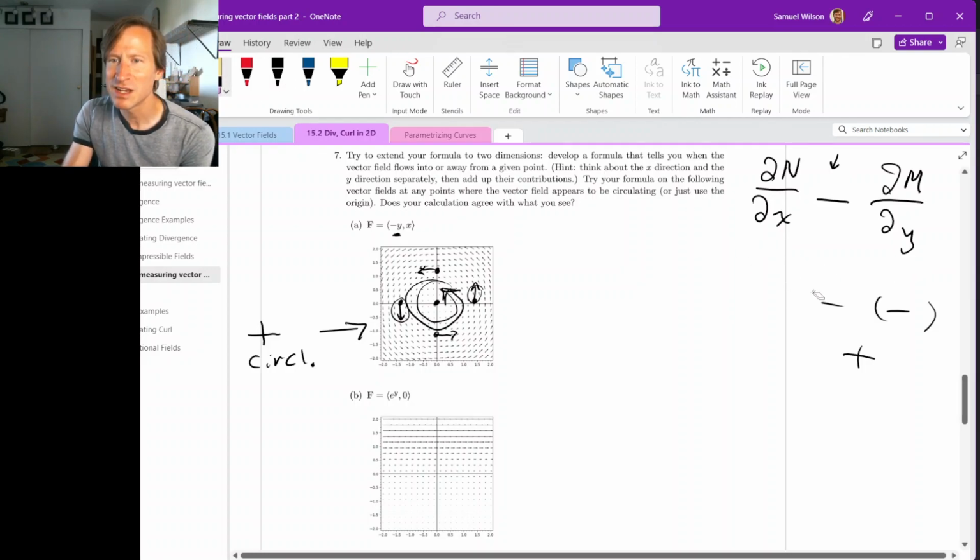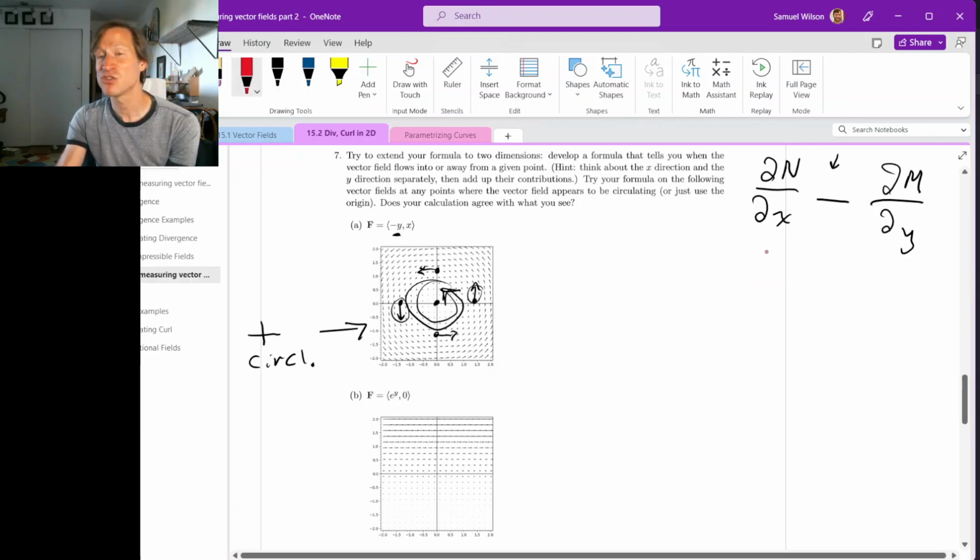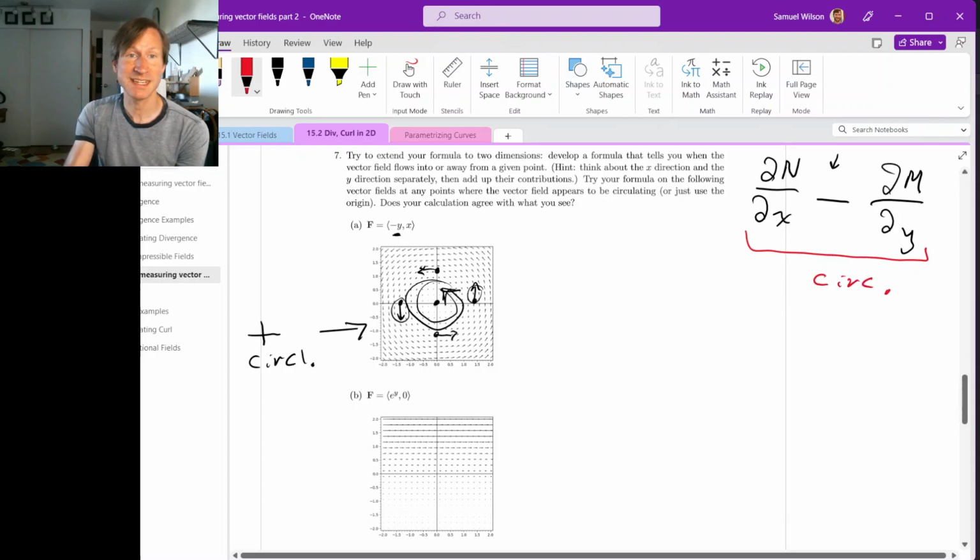So now we think we have an expression that accounts for both directions, the x direction and the y direction, and that measures circulation. So let's actually calculate for this example.